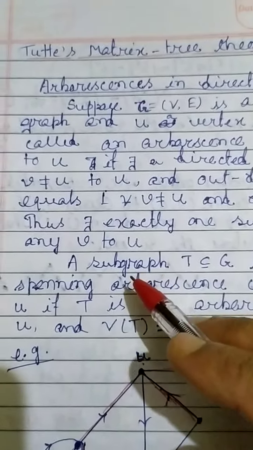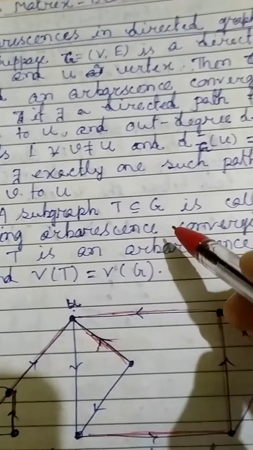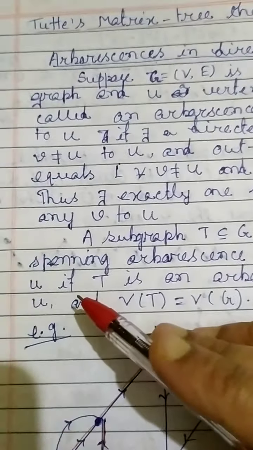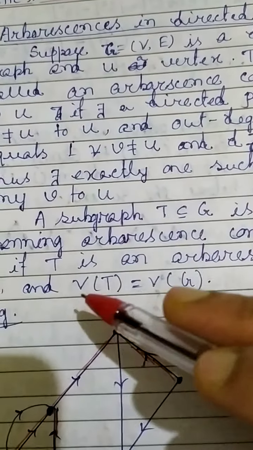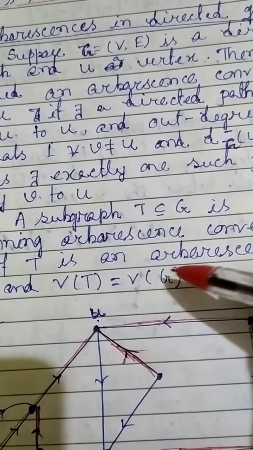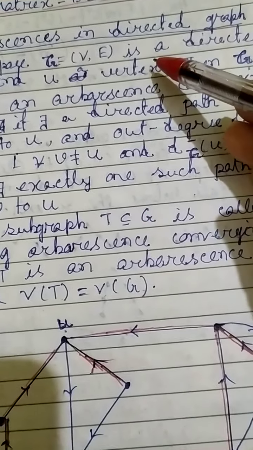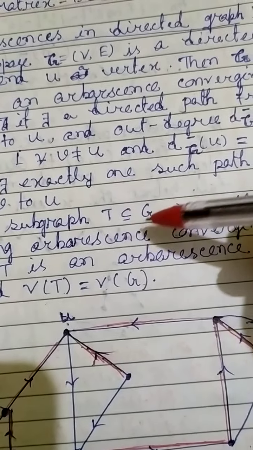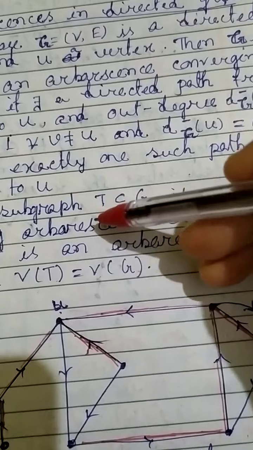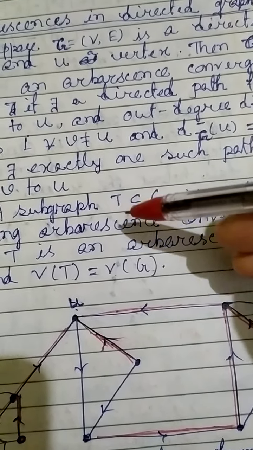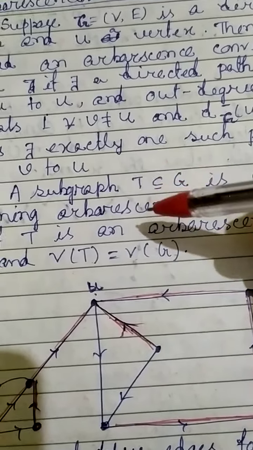A subgraph T is called a spanning arborescence converging to U if T is an arborescence towards U and the vertex set of T is equal to the vertex set of G. The concept is the same. We have to consider a subgraph. In our previous case the arborescence is defined in the main graph, but here we define the arborescence in terms of a subgraph, where this subgraph contains all the vertices of the main graph.